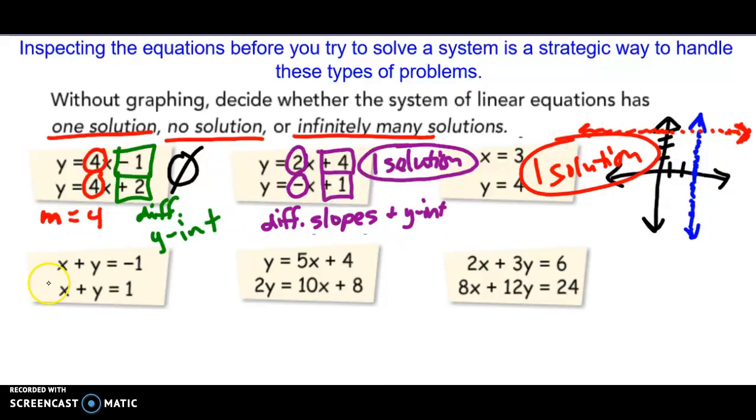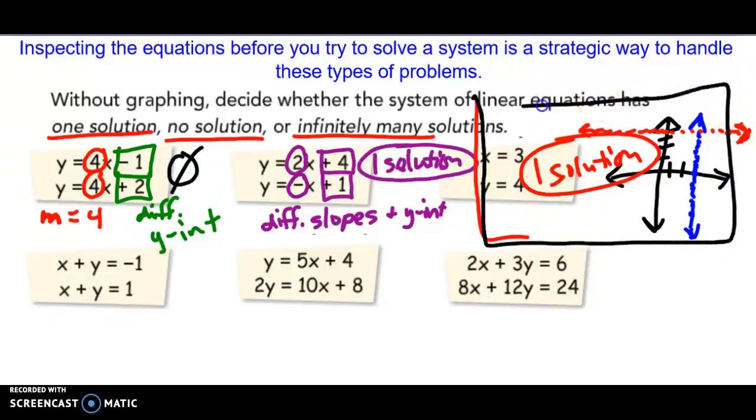Let's look at our fourth example. Here I have x plus y equals negative 1 and x plus y equals positive 1. I noticed two things that are weird about this. This equation is in standard form. This is not in slope-intercept form. See how all of my other equations are solved for y? This is kind of a special case here, so we know that this one's kind of different.